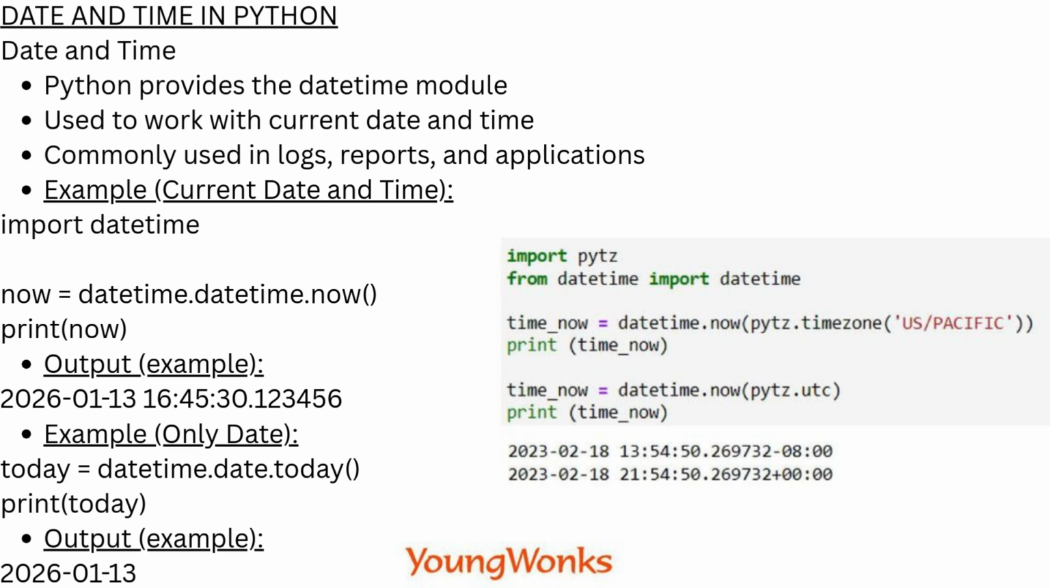Python provides a built-in module called datetime to work with date and time. By importing this module, we can get the current date and time of the system. In the first example, the now function returns the current date and time together. In the second example, the today function returns only the current date. Date and time functions are commonly used in applications such as attendance systems, logging, and report generation.